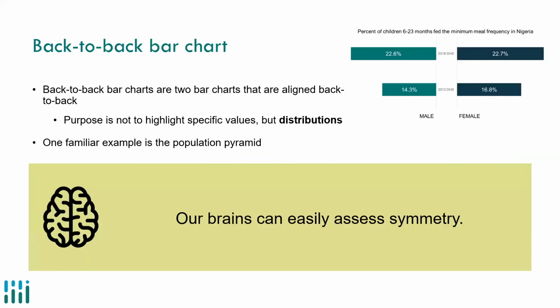In terms of other types of graphs that I wanted to flag for you, a back-to-back bar chart can be used to emphasize symmetry. This is because our brains are attuned to thinking about symmetry. One of the original criteria for a good fashion model is someone who has a very symmetrical face, because our brains gravitate towards comparing left and right.